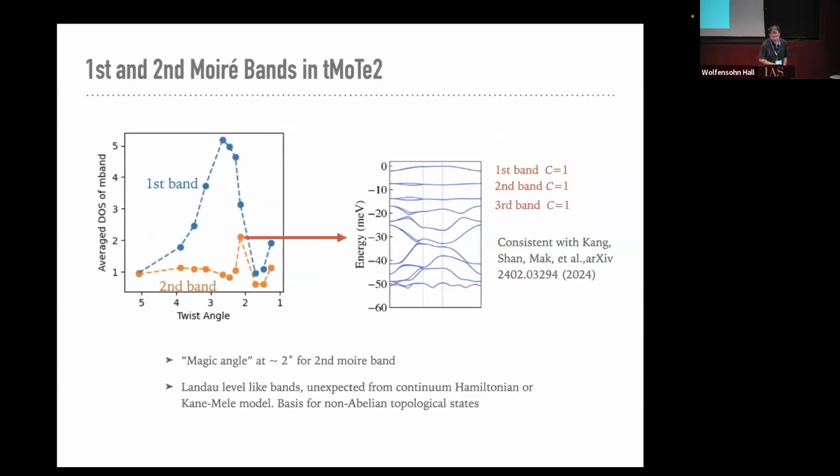What's interesting is the second band. For the second band, you can see that it's a very narrow window, roughly around 2 degrees. You see a very large average DOS, right? And when we look at this band structure, again, you see what I emphasized earlier. The first, the second, the third band, they all have Chern number equal to 1. So in the paper that Xiao mentioned earlier from the Cornell group, for the two-terminal conductance at filling factors 2, 4, 6, they indeed see a quantization, which is consistent with our calculation here.